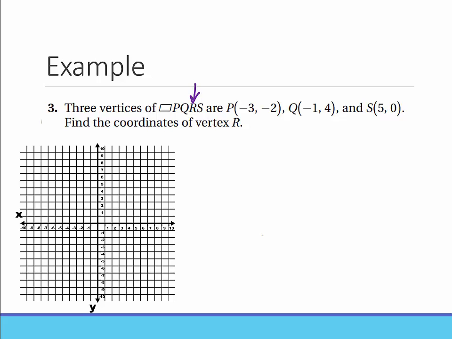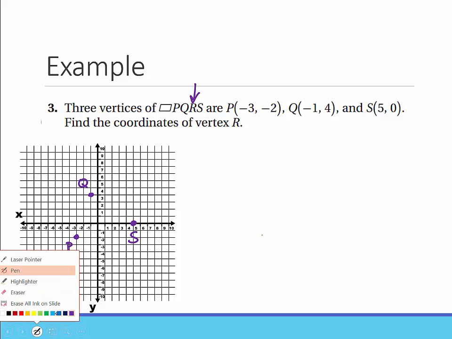So if we plot these on this graph, back 3, down 2, there's P. They tell us Q is back 1, up 4. R has to be somewhere in between Q and S, which is right here. So that means it's got to be somewhere up here in this general region for it to be a parallelogram.